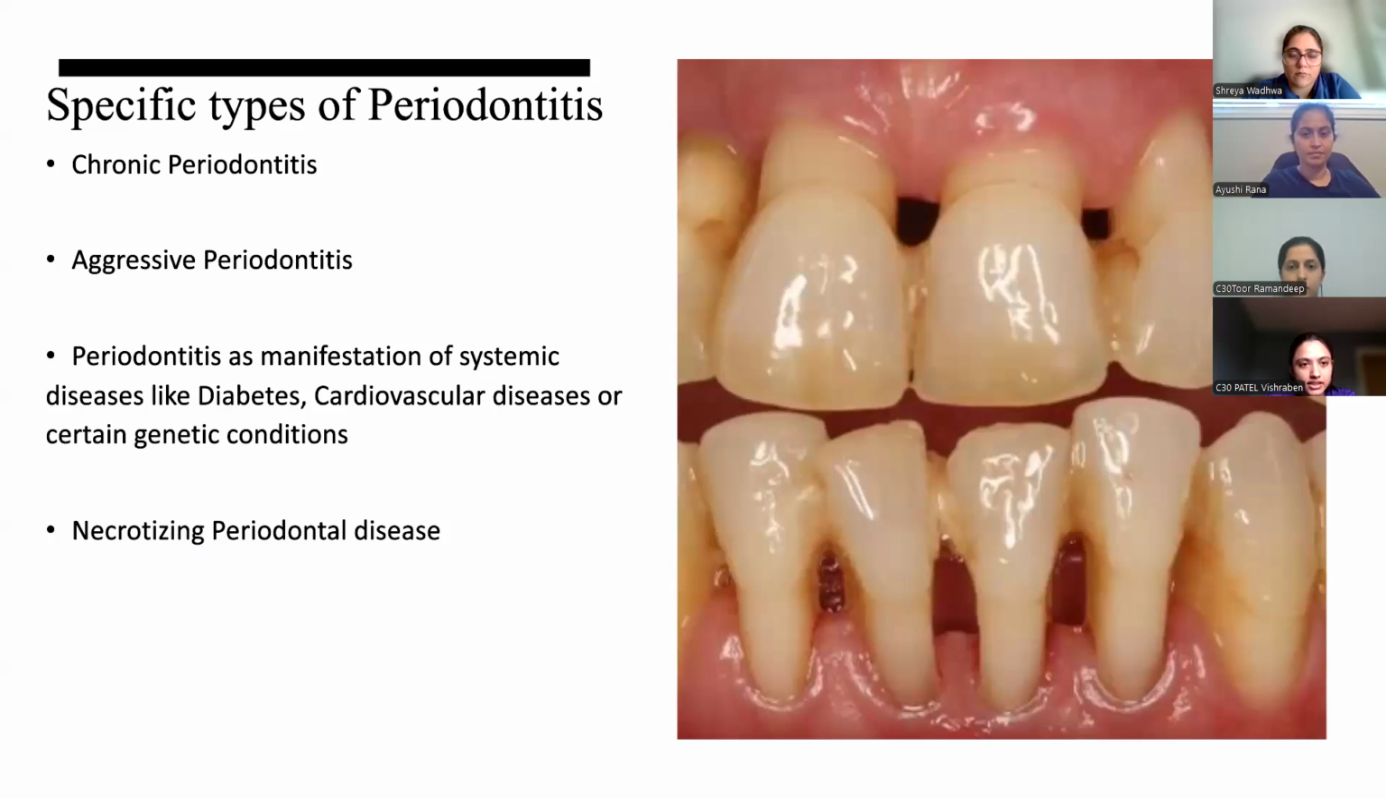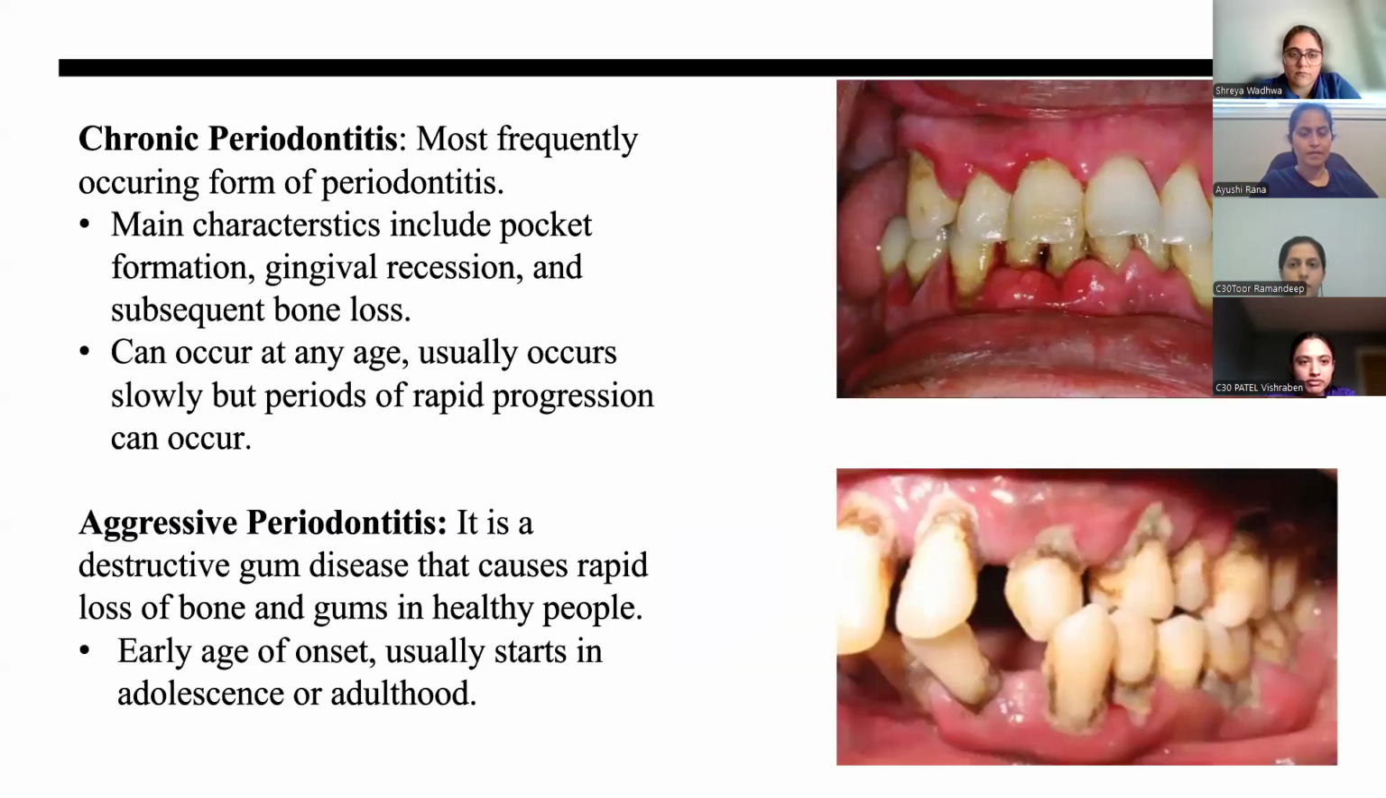Specific types of periodontitis are chronic periodontitis, aggressive periodontitis, periodontitis as a manifestation of systemic disease like diabetes, cardiovascular disease, or certain genetic conditions, and necrotizing periodontal disease. Now, my friend Raman will take over.